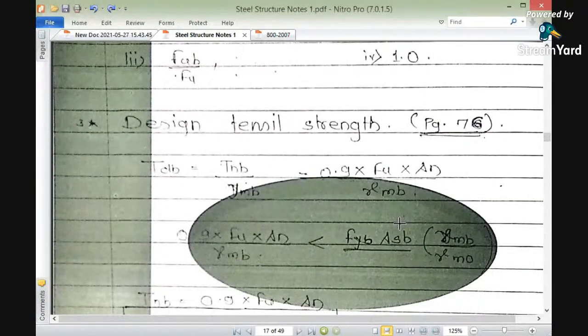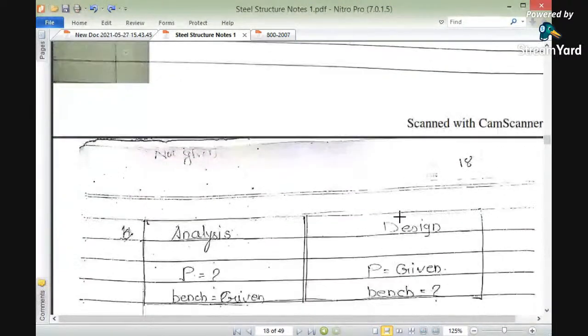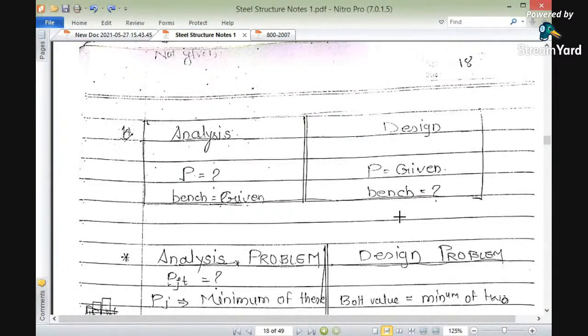Again, tensile strength, we can also find out design tensile strength, which has been mentioned in page number 76. The formula for this is nothing but this. It has been mentioned in page number 76.